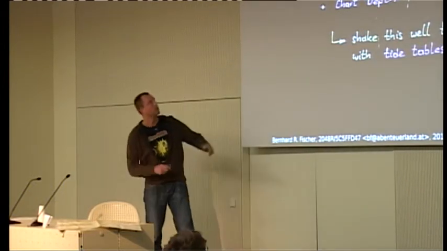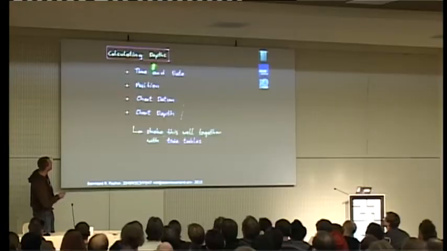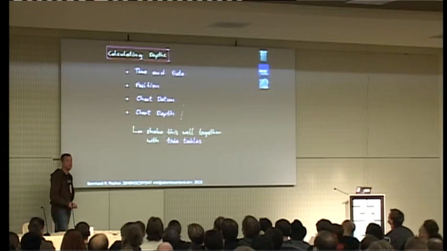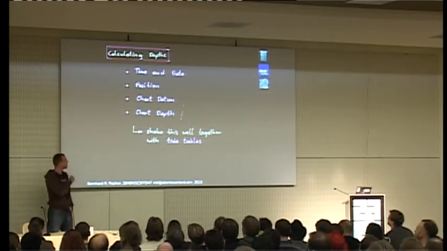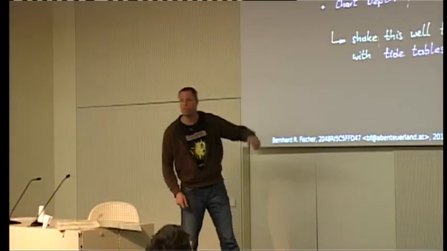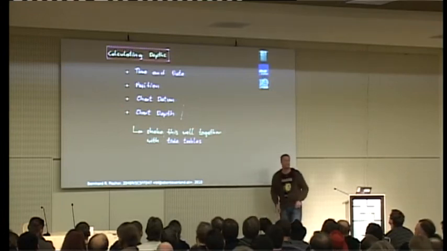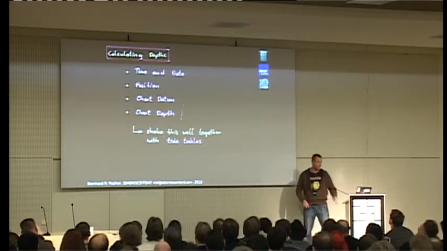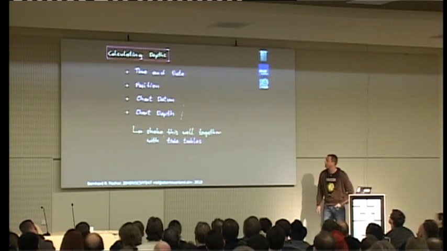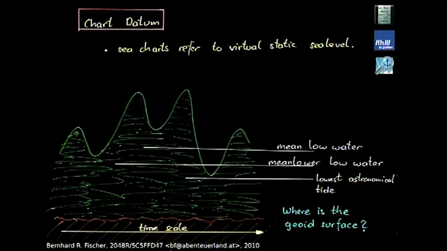And there is a mechanism. It can be calculated if we know what time it is now, which date we have. We know our position, and we know the chart datum. I will come to this. And we know the chart depth. Then we put this together with tide tables. We shake it well with the calculator, and then we can say, okay, at this location is currently this and this depth. If we go the other way around, we can measure something and put it into a sea chart.